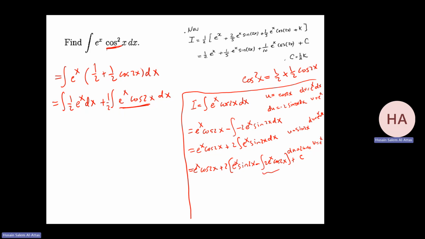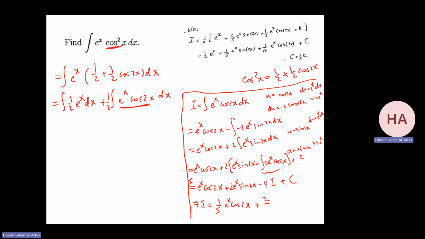So this is my I, the same. This one is the same as this one. So I will take it to the other side. That gives me what? Let me rewrite it first. e to the power x cosine 2x plus 2 e to the power x sine 2x. Okay, this is minus 4I. This is I plus c. So I have 5 I's. So that implies I will be 1 over 5 e^x cosine 2x.